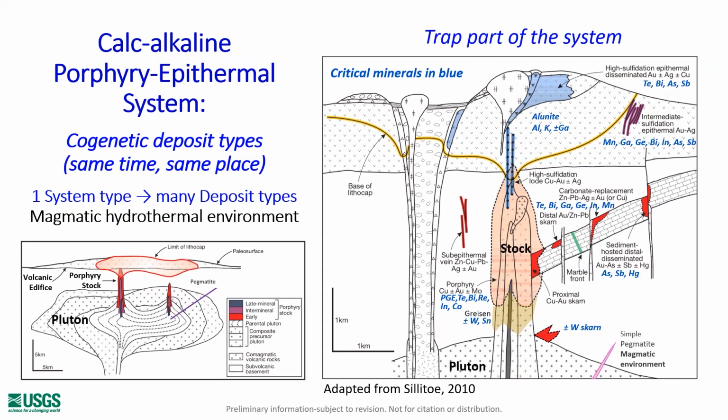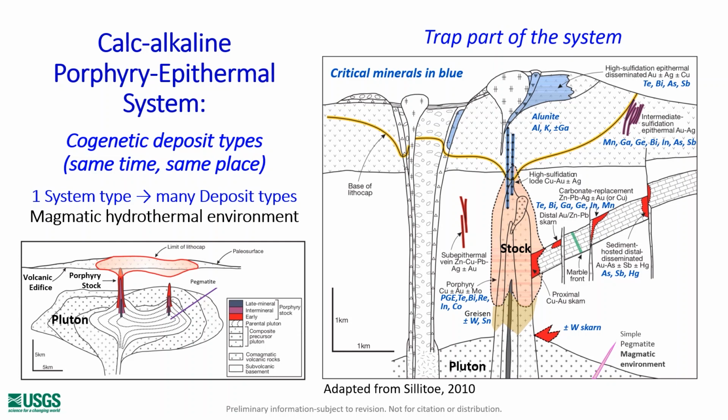An array of cogenetic deposit types containing a variety of commodities form as magmatic fluids cool and react with country rocks and groundwater in the trap part of the system. The classification scheme captures the one system to many deposit types relationship shown here and designates the environment as magmatic hydrothermal. This approach has been applied to the deposit types that occur in the trap part of each system type.